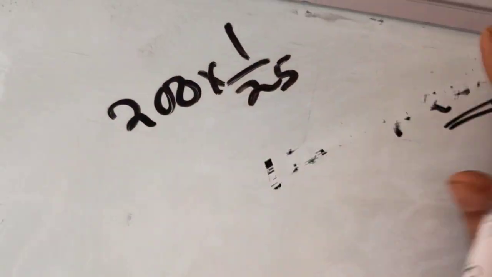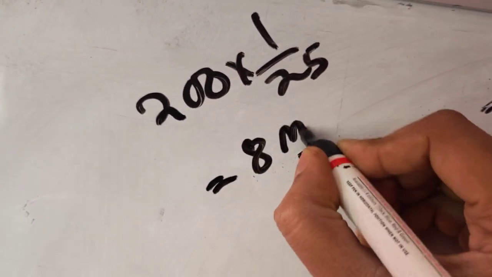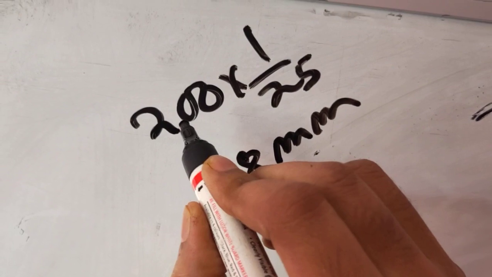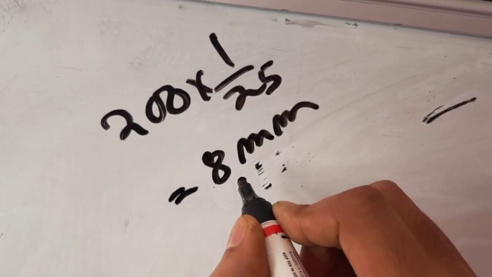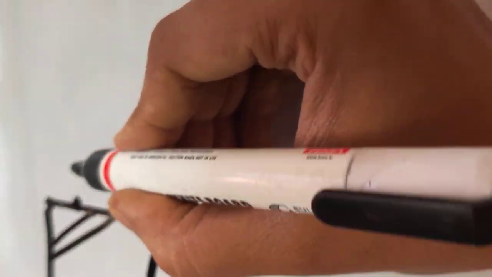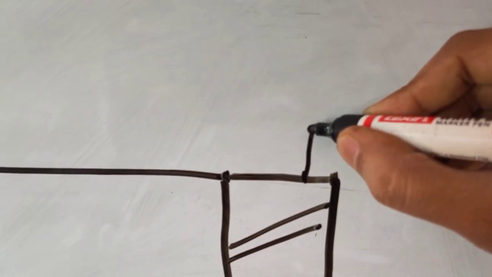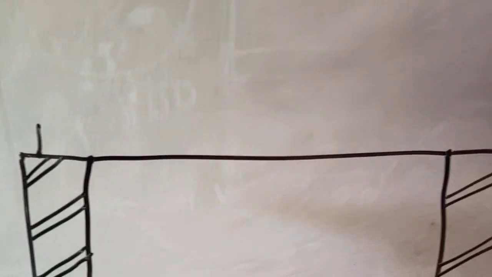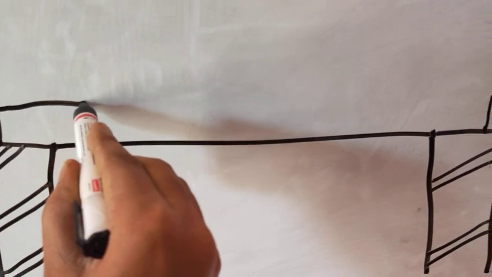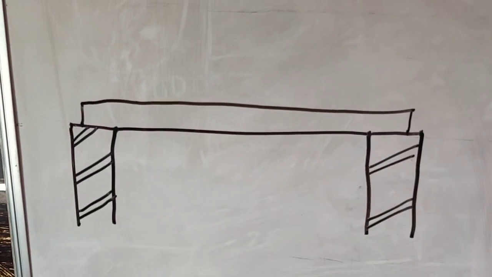So 200 millimeter with our scale of 1:25 is 8 millimeter. So to represent 200 millimeter of actual dimension, we will have to draw a dimension of 8 millimeter because we are using a scale of 1:25. So the breadth is 8 millimeter. So let us draw 8 millimeter here, like this. Eight millimeter. So this is our tie beam. Okay.